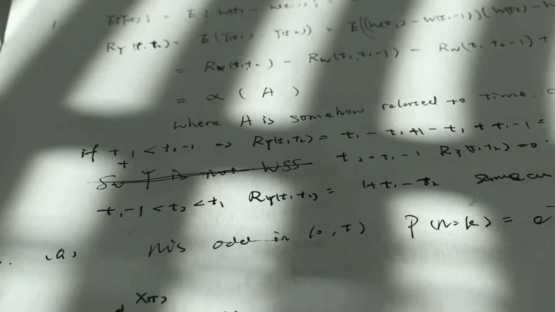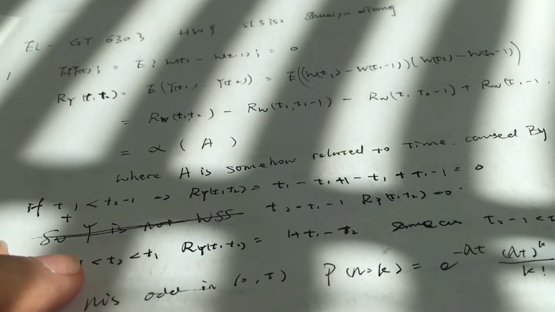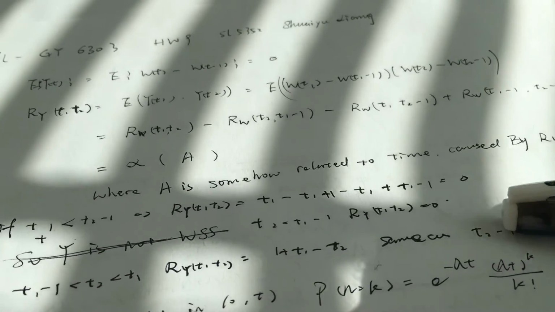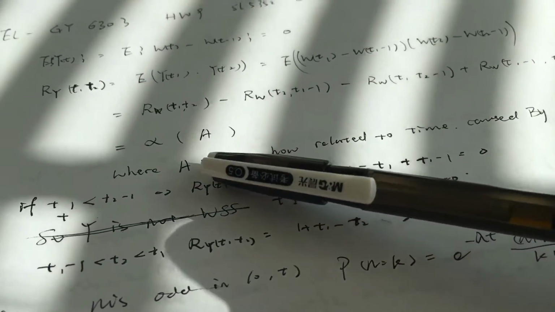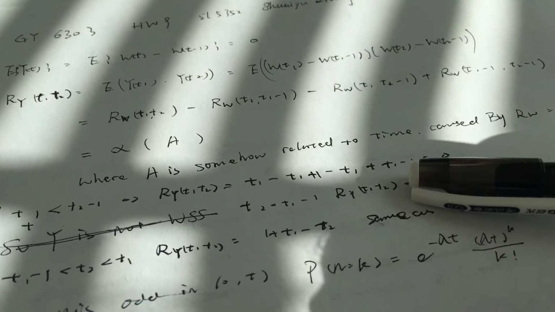So given the condition that t1 is less than t2 minus 1, the correlation for Y at t1 and t2 is nothing but t1 minus and so on. This polynomial is given by the minimum value, and so on and so forth, which is on the same condition that t2 is less than t1 minus 1, and the same one, R is equal to 0.